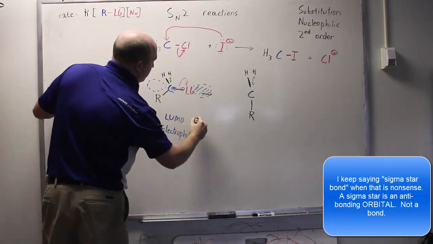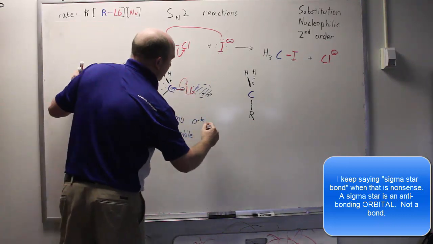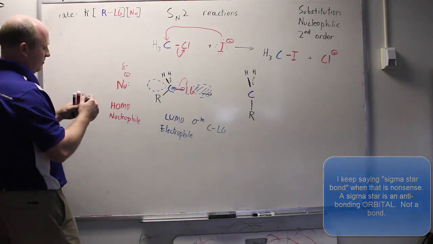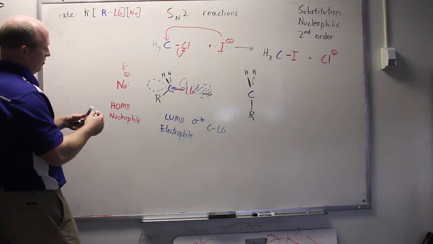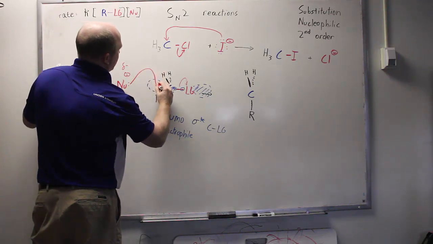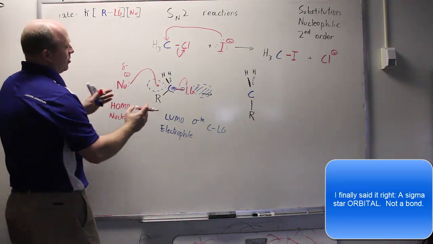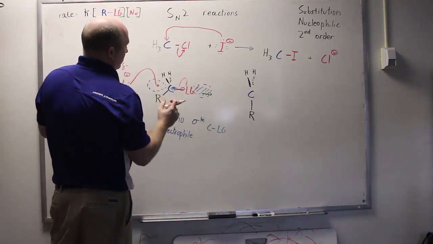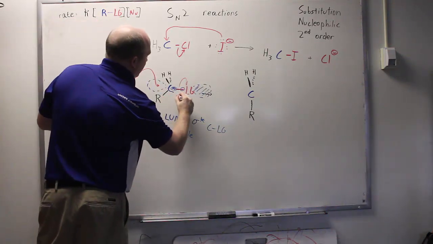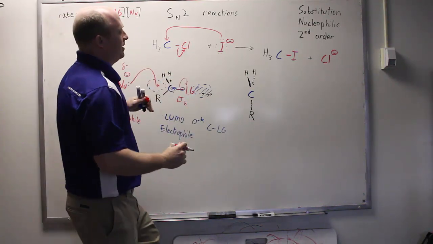So the lowest unoccupied molecular orbital is the sigma star bond between the carbon and the leaving group. And that's the position that's electrophilic. So what we have is the nucleophile sitting right here, and it comes and starts to push electron density into this carbon-leaving group sigma star orbital, which causes the original orbital, the sigma bond between the carbon and the leaving group, this bonding orbital, to start to lengthen, and eventually it dissolves completely.